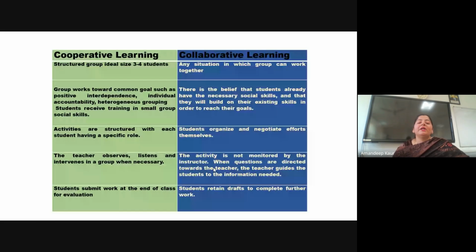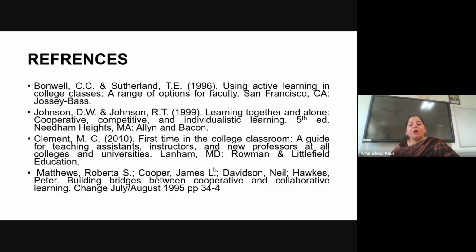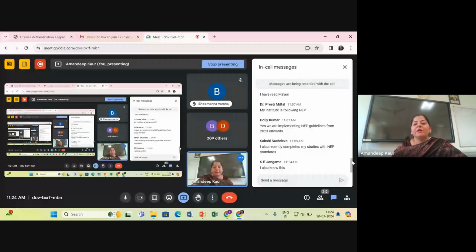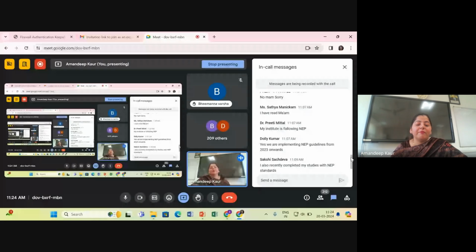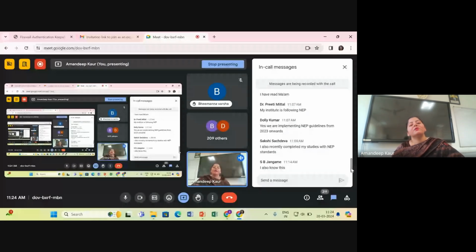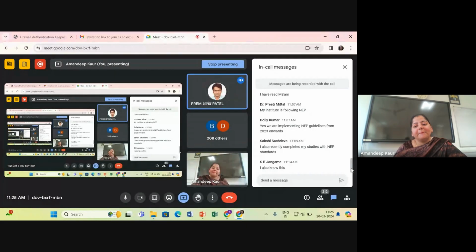A cooperative learning environment can easily become part of your traditional lecture also. Students will submit their work at the end of the class, while in collaborative, maybe two or three classes are required by the students to complete that particular activity. So this is all from my side. Implementation of NEP 2020 is not only the designing of the framework, it is how you are going to organize your classes. That is also part of NEP 2020.